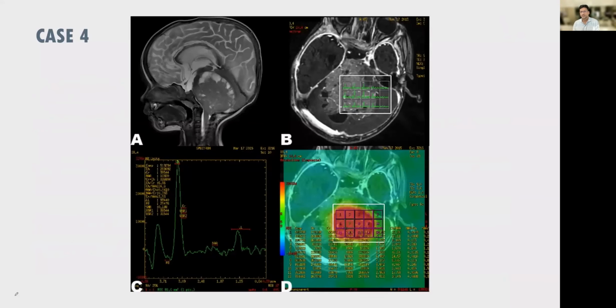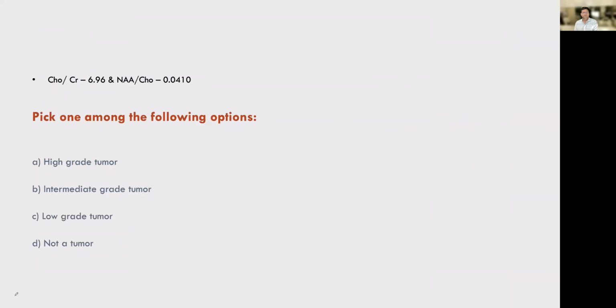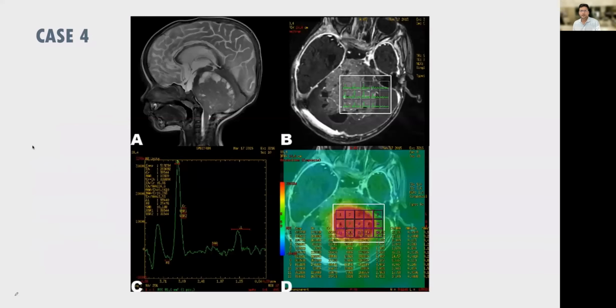The question here is, what is this tumor? Three questions. What is this tumor? What is the metabolic map showing? Is it high grade or low grade? Three questions here. Name the tumor. What is this tumor? Spot it. Very good. High grade medulloblastoma.